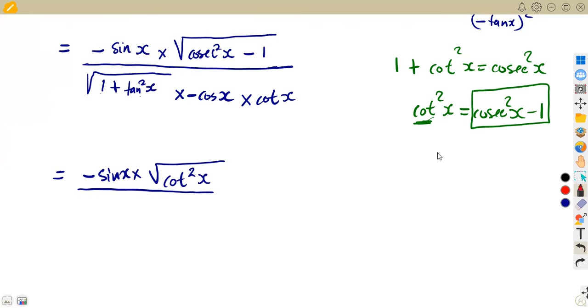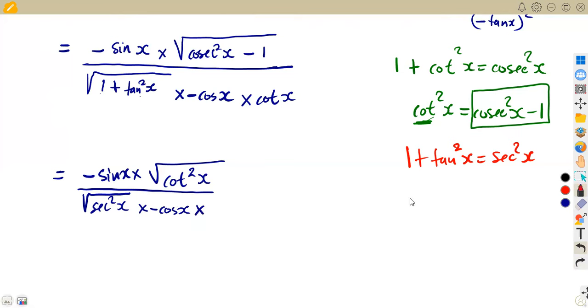Remember from our identities, 1 plus tan squared is directly equal to sec squared. So this whole part can be given as sec squared, so we are going to have the square root of sec squared x. Multiplied by, this part we've got minus cos x. Let us just leave it as it is, or we can remove this negative later on, times cot x.